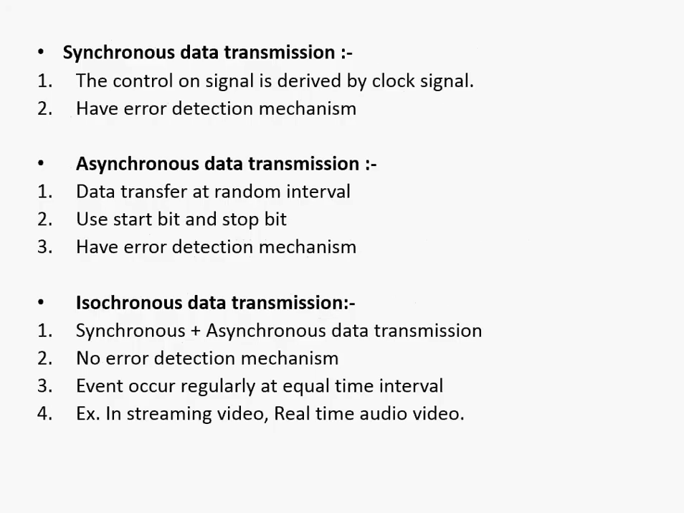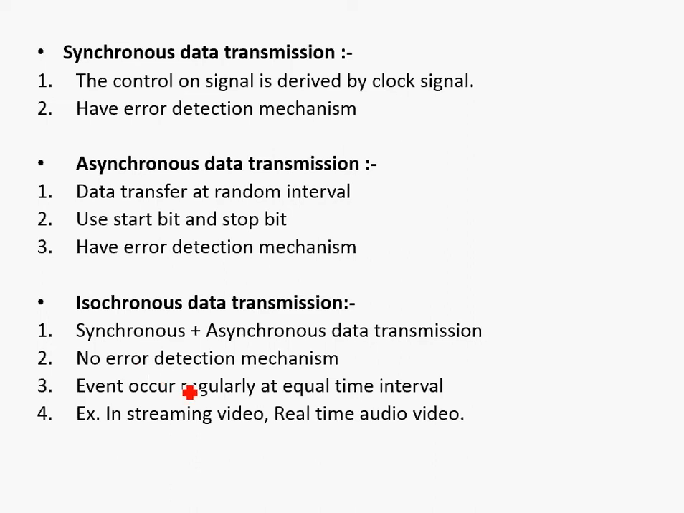Now see the difference between synchronous and asynchronous. In synchronous, the control on the signal is derived by a clock signal. It has an error detection mechanism. Asynchronous data transfer happens at random intervals and uses a start bit and stop bit. The combination of both synchronous and asynchronous is called isochronous. But the difference between isochronous and the others is that it doesn't have any error detection mechanism.